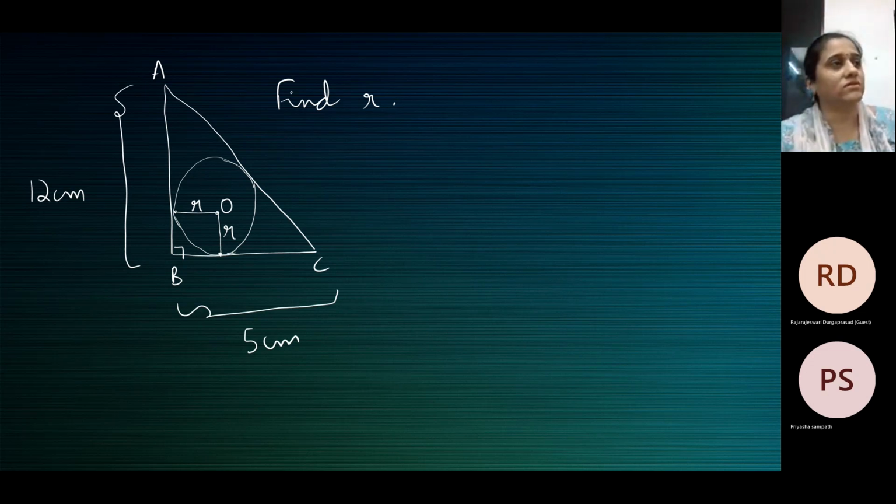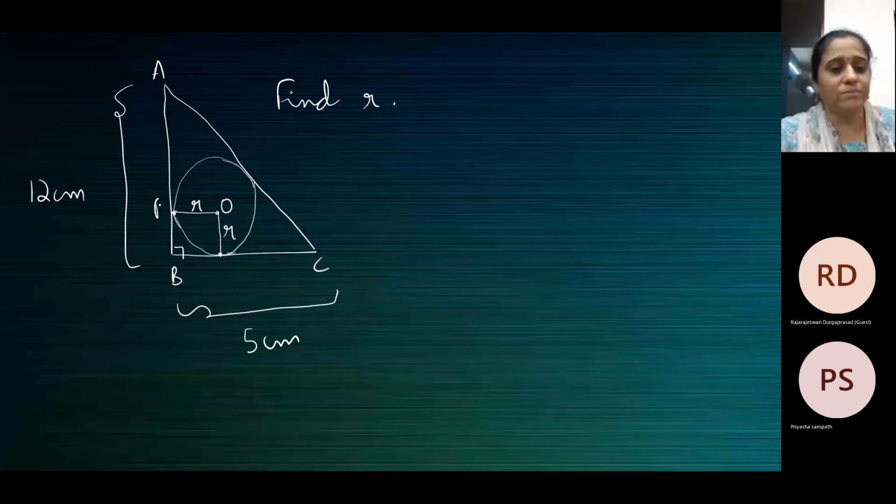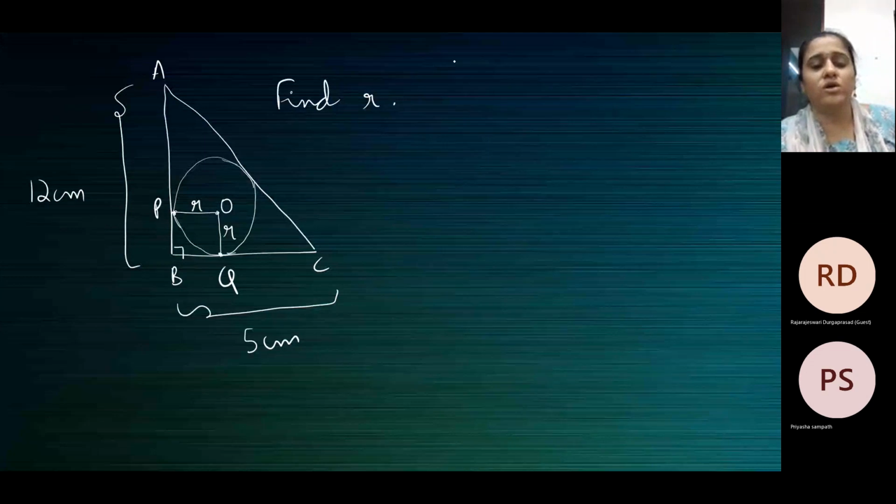We have done this in the class. Since it's time, I'll just tell you this. Now, I'll mark this point as P and this one as Q. You can prove that OPBQ is a square.